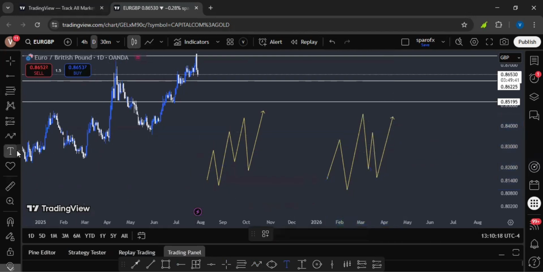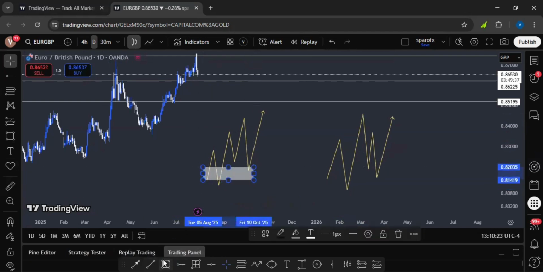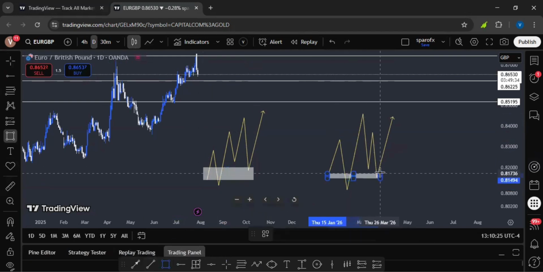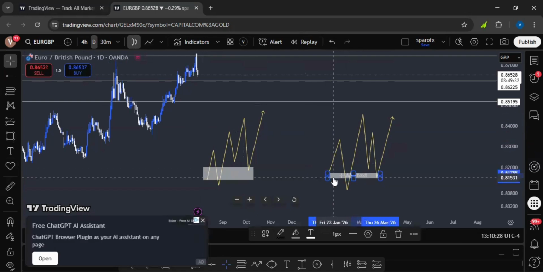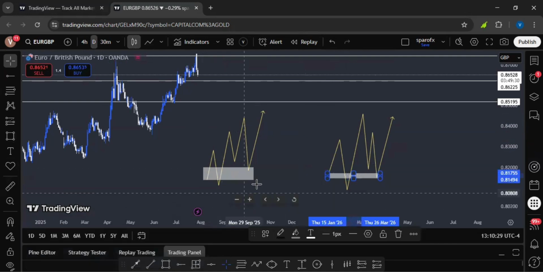I usually take this to be my point of interest. Yeah, this is my point of interest. And if you notice now, around this very level, there will always be what? An order block. And for an order block to be valid, it must have what? A fair value gap. Some people call it imbalance.